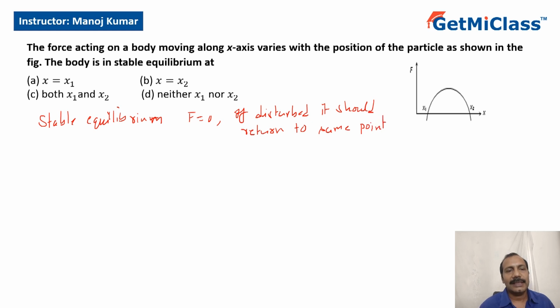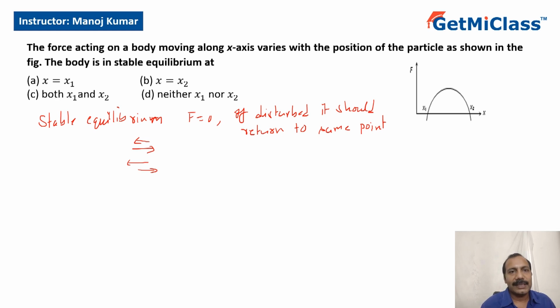So under what condition would this be satisfied? If an object is moving away, then the force should be negative, right? Or if the object is moving closer, force should be positive. That means if force and direction of motion are opposite to each other at that particular point, then that position would be a stable equilibrium position.